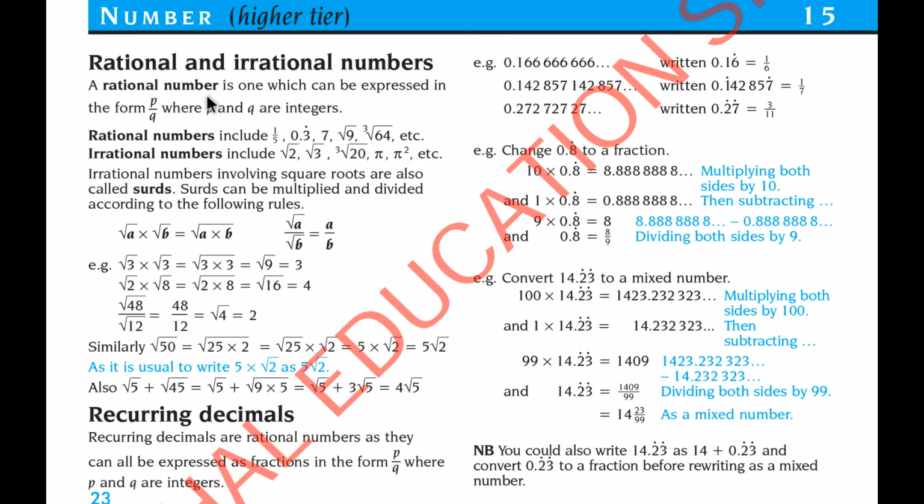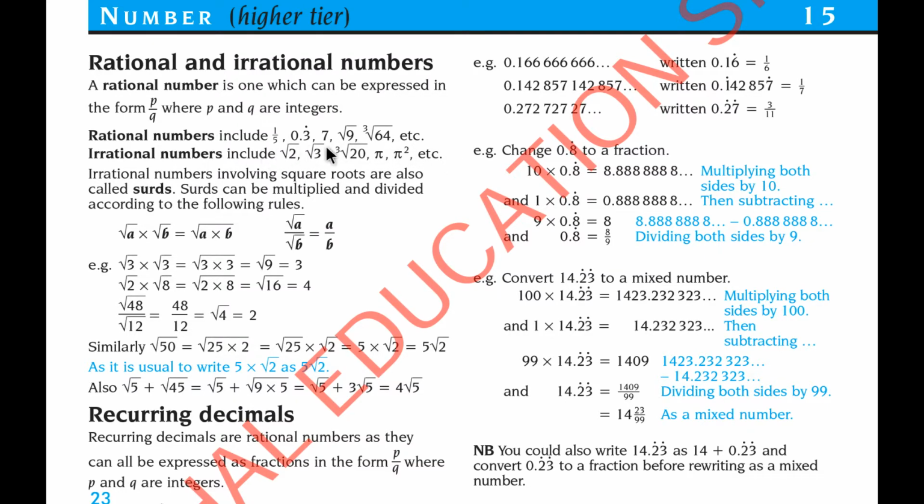A rational number is one which can be expressed in the form of p over q, where p and q are integers. Rational numbers include 1 over 5, 0.3 recurring, 7, square root of 9, cubic root of 64, etc. Irrational numbers include root 2, square root of 3, cubic root of 20, the pi value, and square of the pi value, etc.